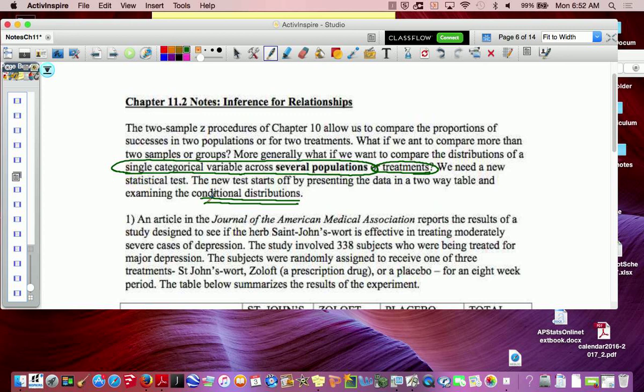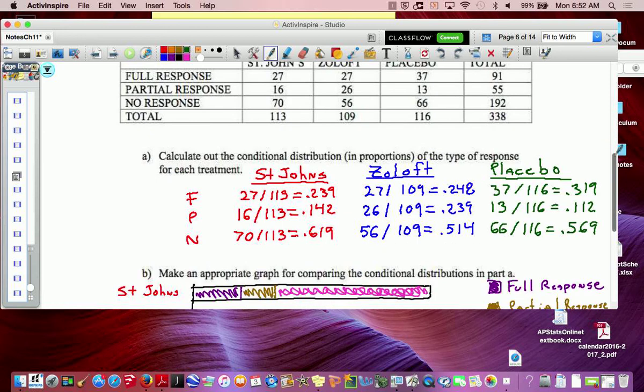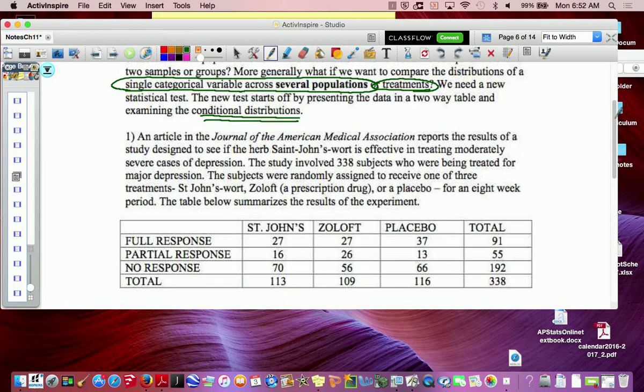So to start us off, this first example here, it says, whoa, I didn't mean to jump like that, I apologize. It says, an article in the Journal of American Medical Association reports the results of a study designed to see if the herb St. John's wort is effective in treating moderately severe cases of depression. The study involved 338 subjects who were being treated for major depression. The subjects were randomly assigned to receive one of three treatments, St. John's wort, Zoloft, or placebo for an 8-week period. The table below summarizes the results of the experiment.